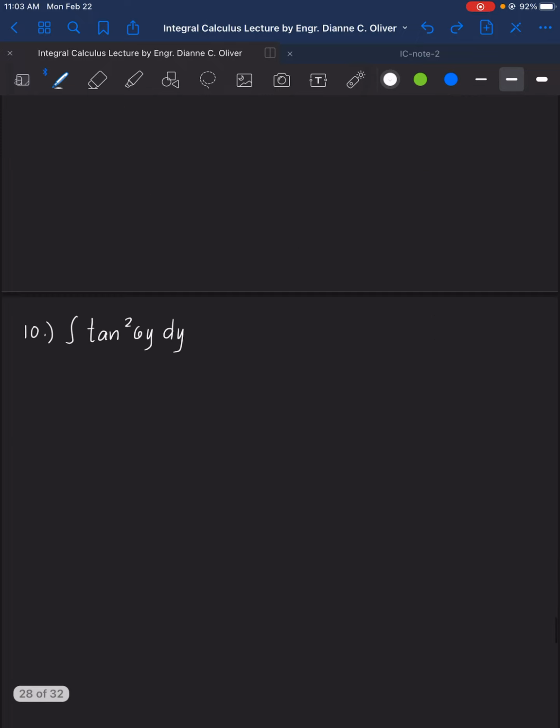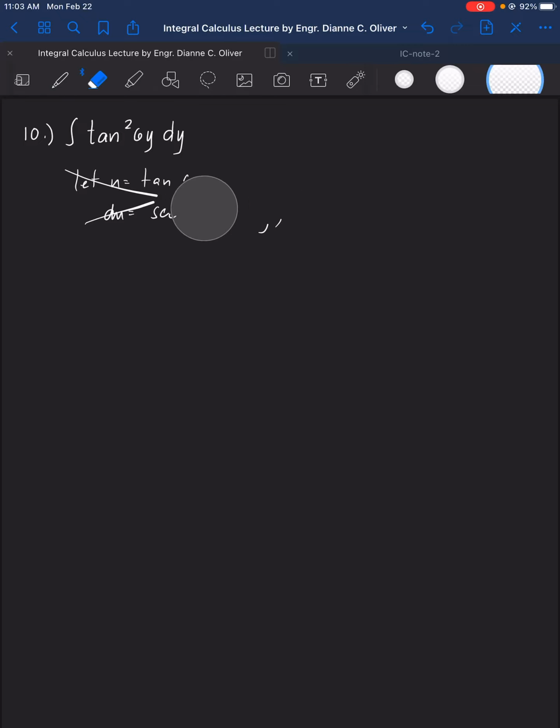Let's go to number 10. Again, let's attempt the power formula. Let u be equal to tangent 6y, and the derivative of u is secant squared 6y times 6 dy. There's no secant squared in the given, so we will not be using the power formula again.